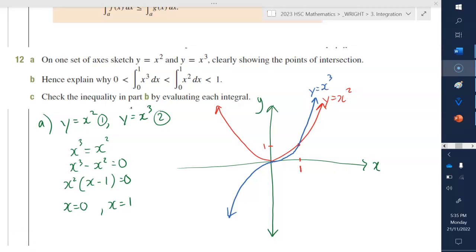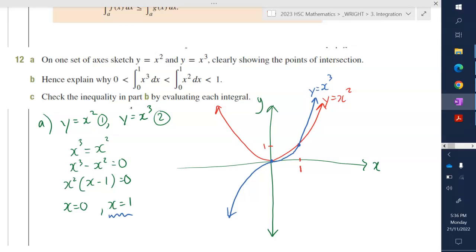So we have sketched that graph. And we've shown our points of intersection here: it's going to intersect at 1, which we've worked out, and at 0 here. When x is 0, y is 0. When x is 1, y is also 1. So that's our point of intersection.